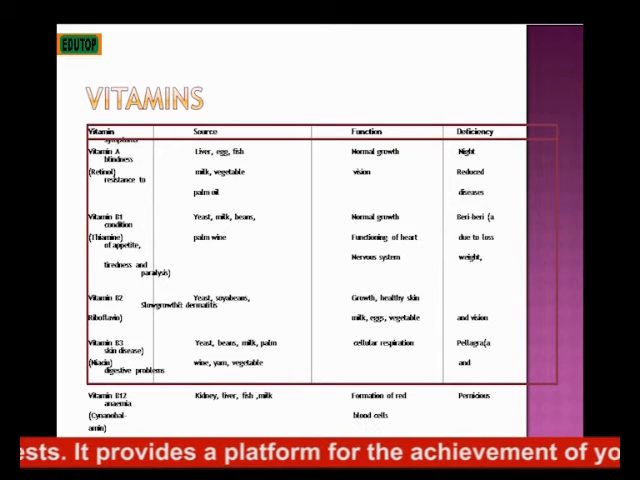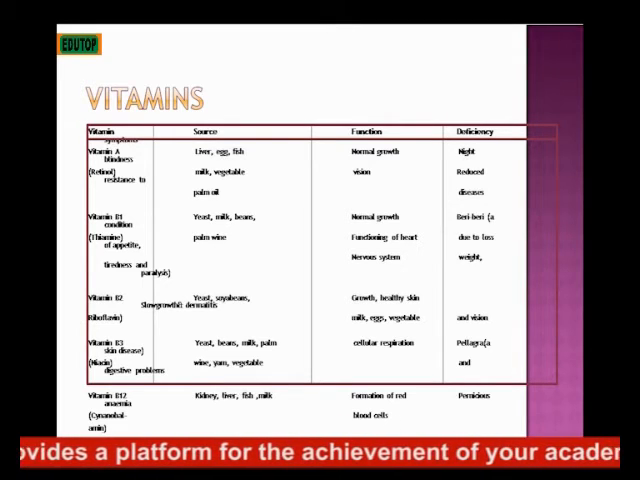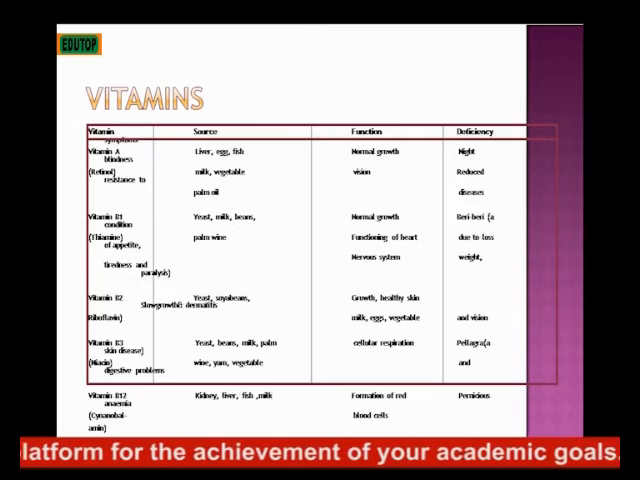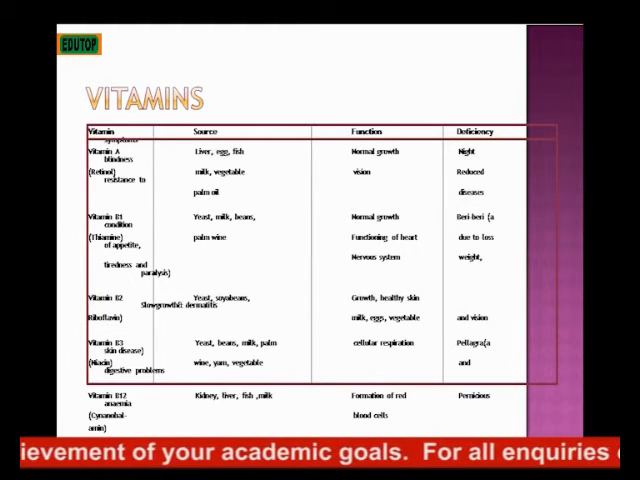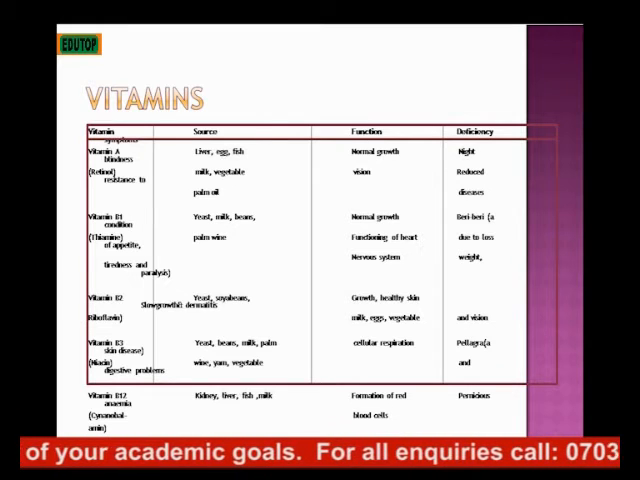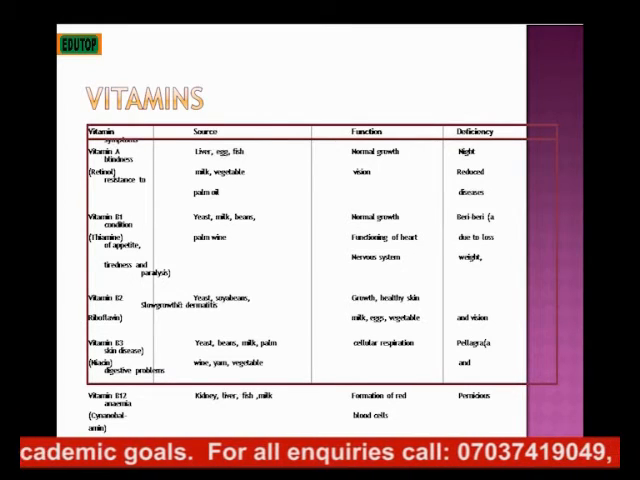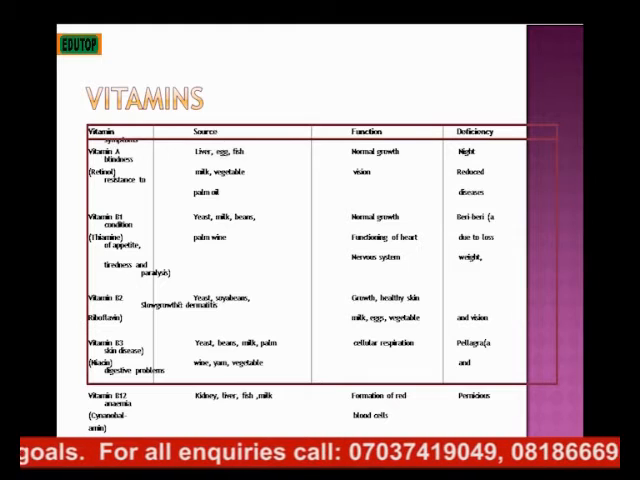And when it is deficient in the body, that is when it is not available, the person develops what is called night blindness and reduced resistance to diseases. The body of the person cannot fight disease as it should.